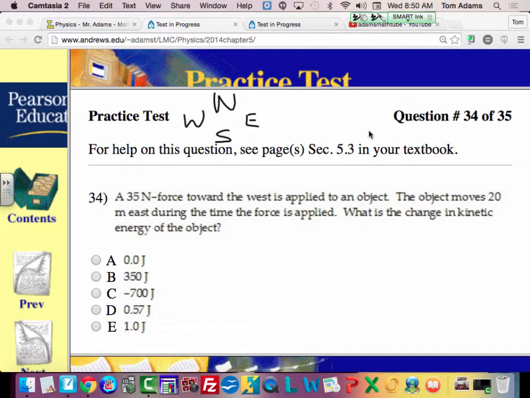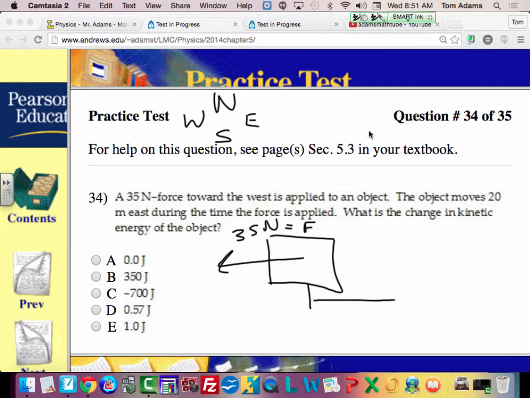The motion is east, right? So it's 35 newtons westward, and that's a force. Okay? And then it's displaced 20 meters east during the time that the force is applied. So we have to make an assumption that the object is in motion. This thing's in motion to the east because that's the only way you can push westward and have this thing still going eastward. But it is displaced 20 meters this way. All right, cool.